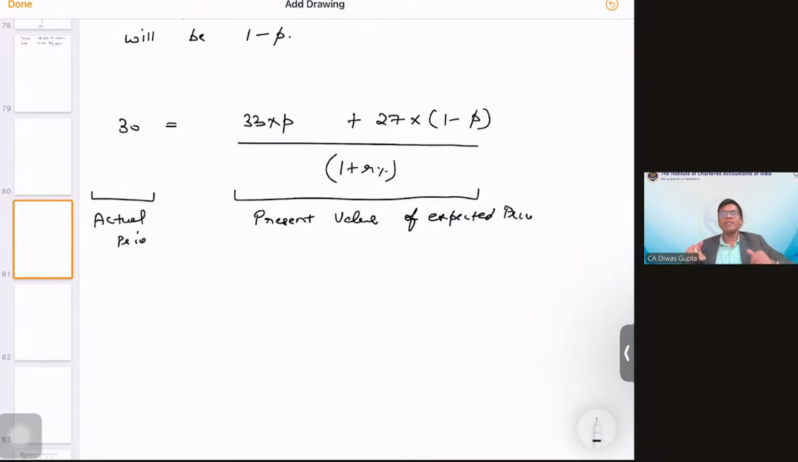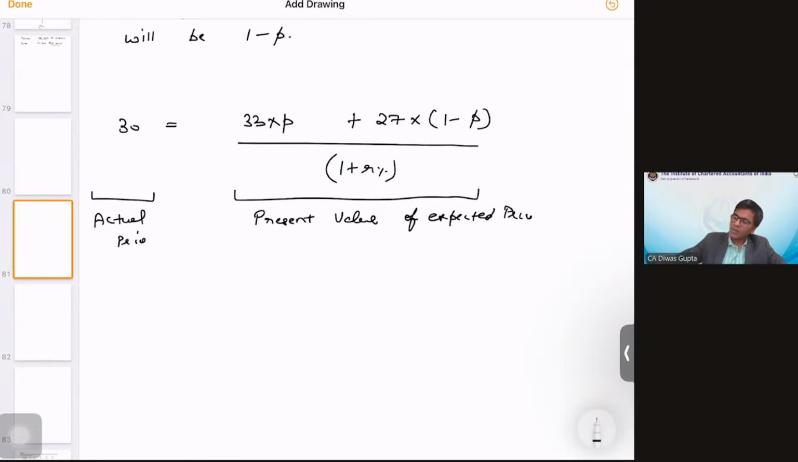Correct? We are dividing by 1 plus r, which makes this value a present value, and these are the weighted averages of the prices. So 33 into p plus 27 into 1 minus p. Their respective probabilities are being multiplied into them. It is a weighted average that we are calculating.